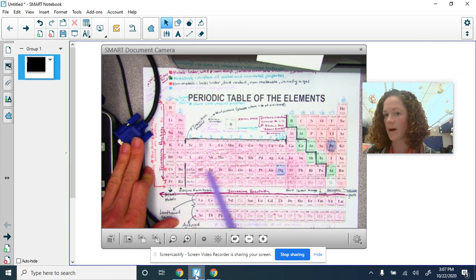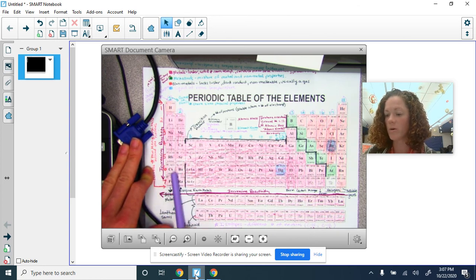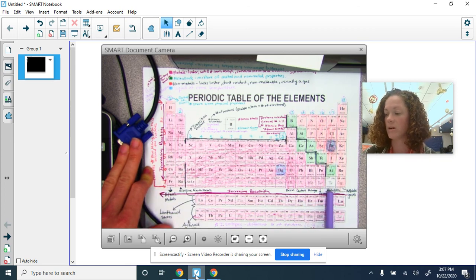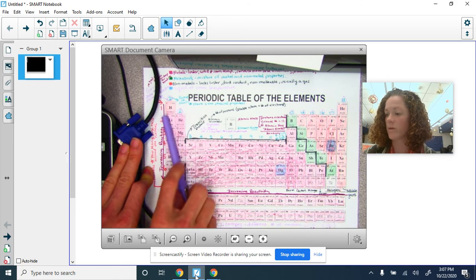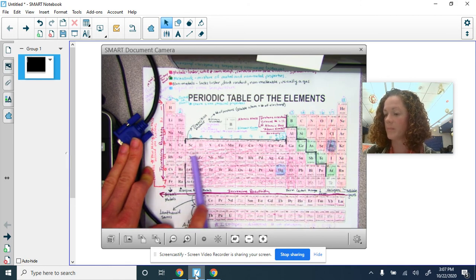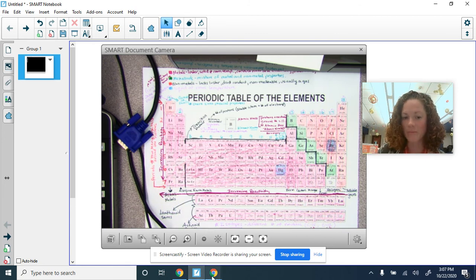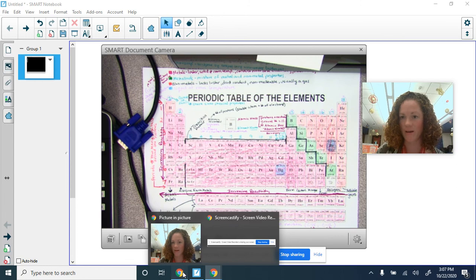All the other ones bond, but I also want you to tell me if it bonds, how likely is it to bond? These guys are so reactive that they're explosive. They have to bond. These guys are not happy by themselves either. So they're going to bond with other elements. These ones in here, they do bond. They're just not quite as explosive as like this first column, the alkali metals. That's all I'm looking for. You're not going to be able to find that online.